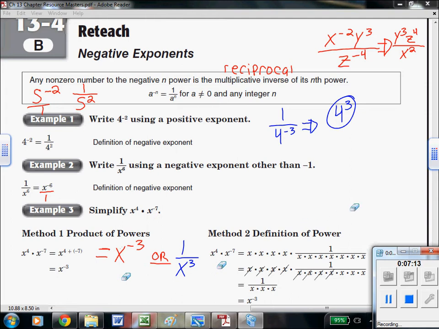The visual way to do that, which is technically called using the definition of a power, is to write each of these in expanded form. X to the 4th power means x times x times x times x.